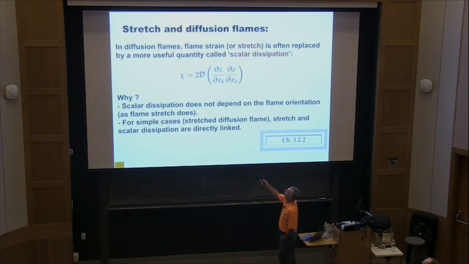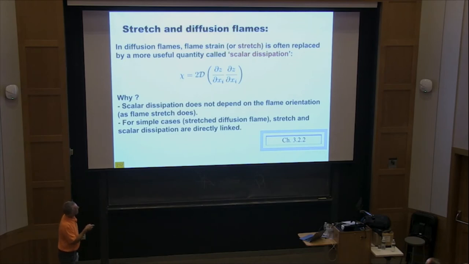So, take Z, take the gradient of Z, multiply it by itself, in each direction, like Bilger said, (dZ/dx1)^2 plus (dZ/dx2)^2, and you multiply it by 2D, and this is the scalar dissipation. Why does it look like this? It's because if you write the conservation equation for Z, you will find that on the right-hand side, this quantity appears. So this quantity here, scalar dissipation, is very useful for diffusion flames.